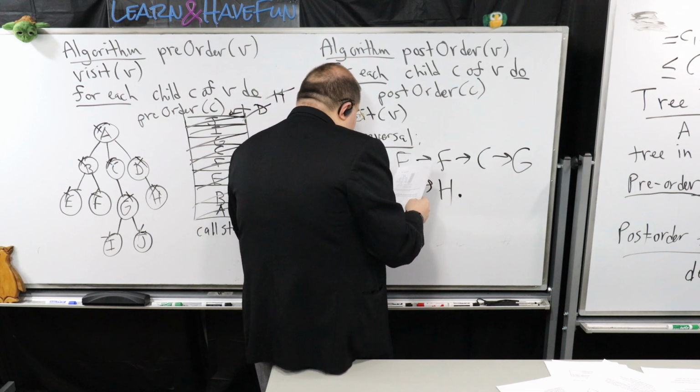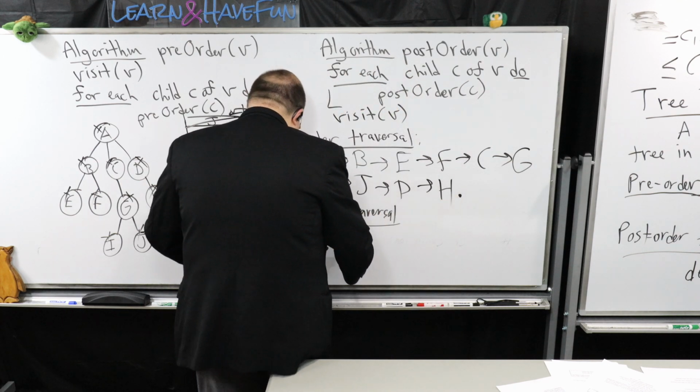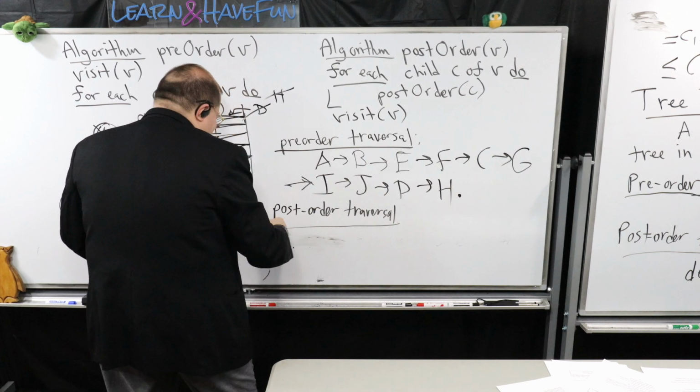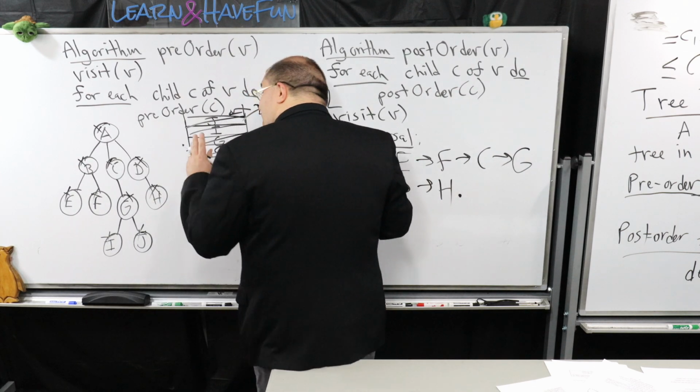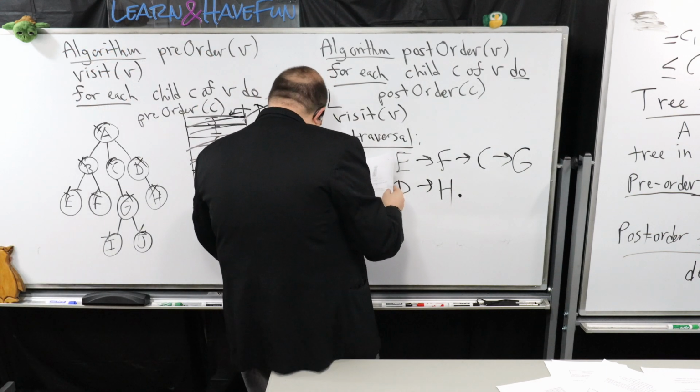So A, it goes A, B. Sorry, I'm writing it. My apologies. I'm going to the pre-order. I want post order. My apologies. I've been huffing that marker a little too much. I'm kidding, of course. My apologies.